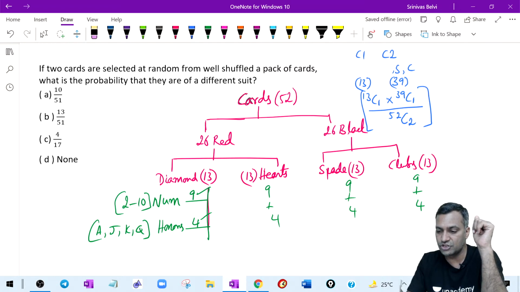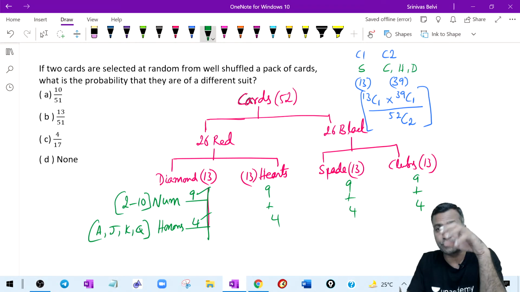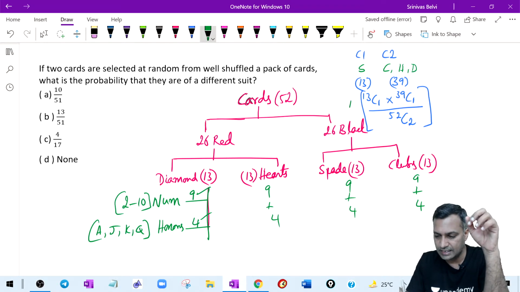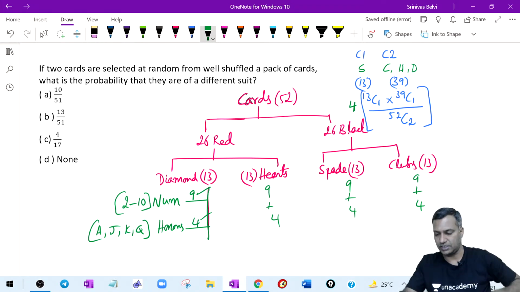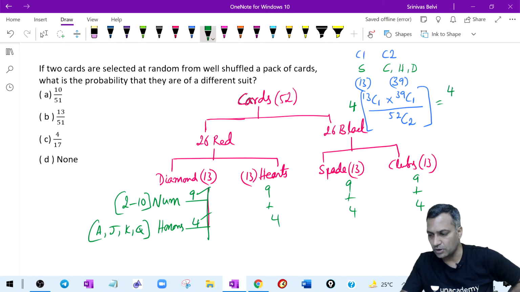Now you may change the definition once again. You may say this is spade here, and the other card is from either the club or heart or diamond. So you are trying to say that this needs to be multiplied by 4 times, and hence the response is 4 into 13 into 39 divided by 52 into 51 divided by 2 factorial, something like this.